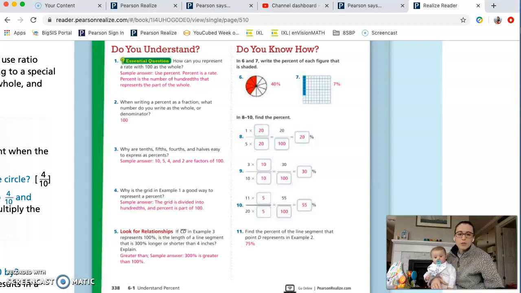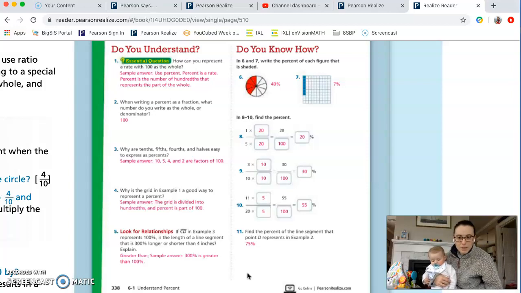So those are kind of benchmark percents that as we use percents more and more often, you're going to start to become really comfortable with those. They'll be like multiplication facts. You'll just know them. Okay. So why is a grid in example 1 a good way to represent a percent? And that's talking about a hundredths grid. It's good because each section represents 1/100th.